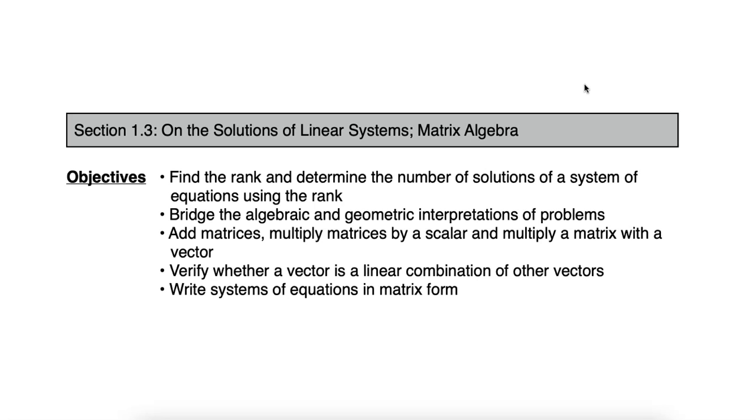We will see how to add matrices, multiply matrices with a scalar, and multiply a matrix with a vector. You may notice that this is all pre-calc material, but we are not looking at multiplying matrices together. The product of a matrix with another matrix is something that will come out later. Finally, two brief objectives: verify whether vectors are linear combinations of other vectors, and write systems of equations in matrix form, which is what we will conclude this section with.